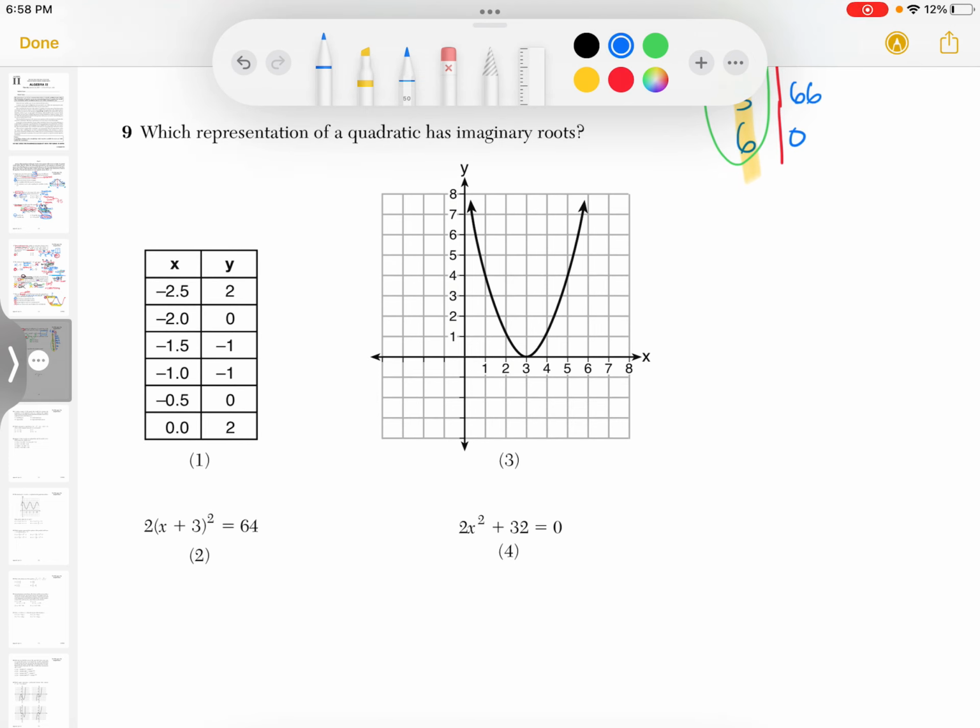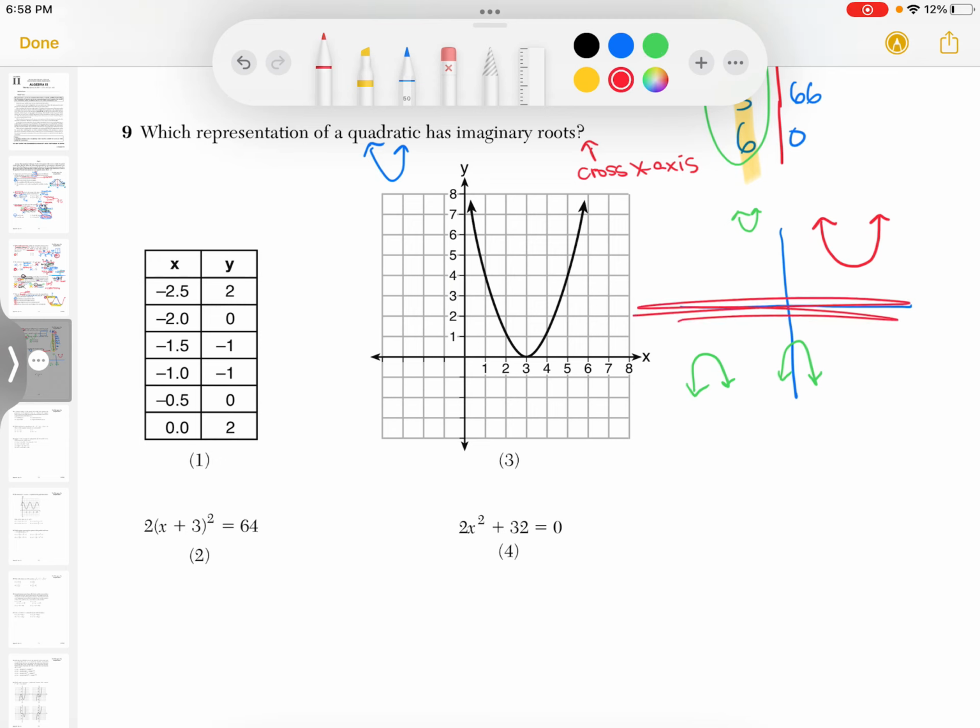All right, number 9. Ooh, this is a good question. Which representation of a quadratic, which is a parabola, has imaginary roots? Remember what imaginary roots look like, and this might not look like any of my graphs, but just a representation. Real roots, by the way, are where it crosses the x-axis. So imaginary roots means you aren't going to see where it crosses the x-axis. So for example, maybe something like this. It could be something down here. It could be up here like this. Any of those have no roots because they never touch this x-axis here.